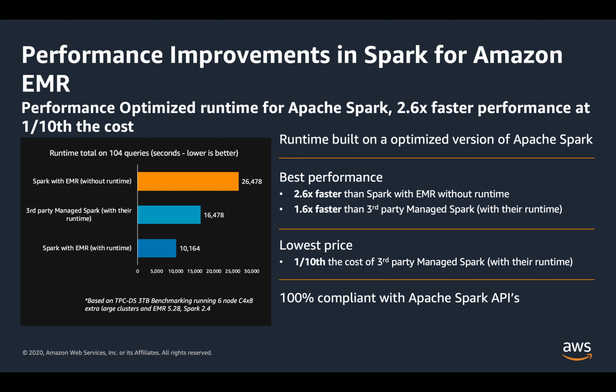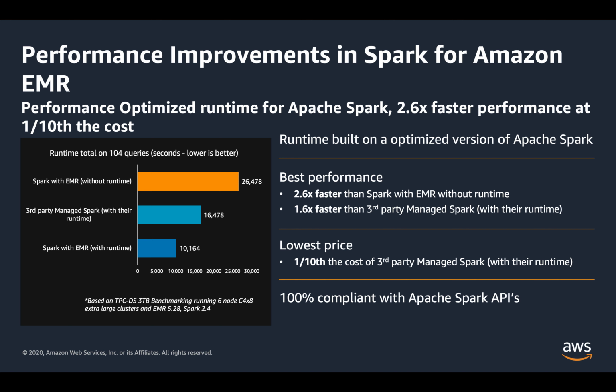When comparing this runtime versus other third-party managed Spark offerings running their runtime technologies, we were 1.6 times faster. This makes Spark on EMR the fastest Spark offering available. We also offer our Spark solution at the lowest price. Compared with the third-party managed Spark offering, we would run at 1/10 the cost for those 104 queries. This means EMR provides the best performance at the lowest cost.